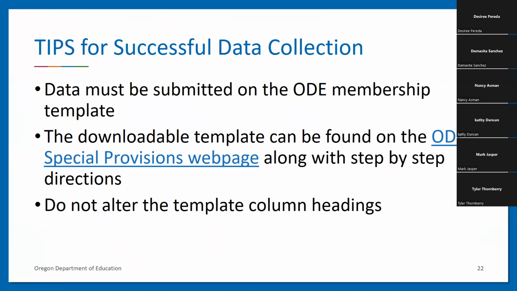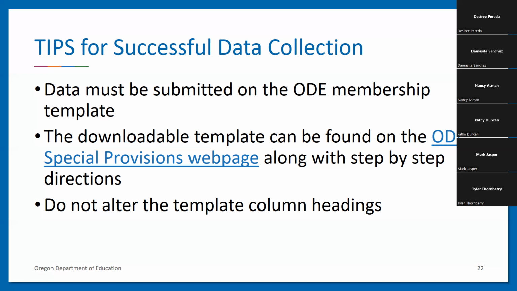To successfully submit the data collection, the ODE membership template must be used. The template can be found on the Special Provisions webpage along with step-by-step directions. The template column headings must not be altered in any way. Columns with highlighted headings must be populated with the requested data for each student. Blank cells in these columns will return errors from the DC matching system and will cause us to return your file for corrections. Please double check there is data in the correct format for every student in the required columns.